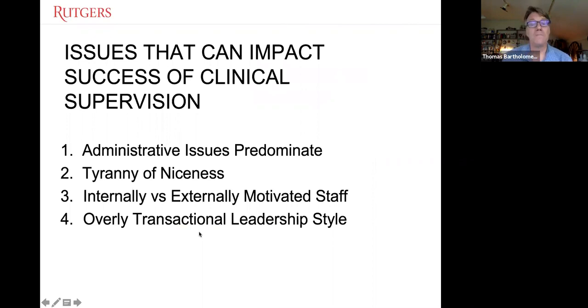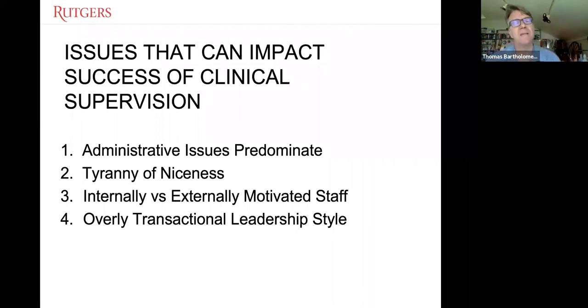All right, so I gave you the overview of the three functions of supervision. They are restorative, formative, and normative. Why don't you say that with me? Restorative, formative, and normative. And if you can accomplish those three functions, you're on your way to becoming a good supervisor.